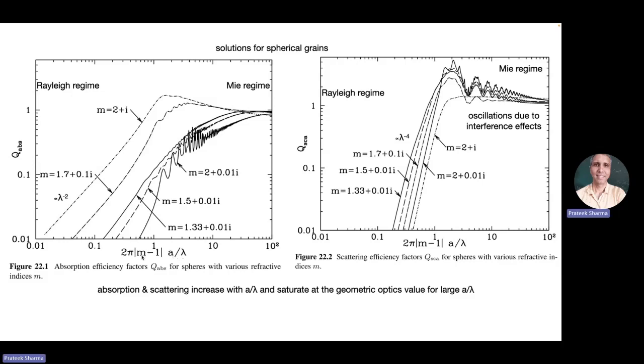This m was this refractive index value. And these are from numerical calculations. This regime is the Rayleigh regime on the left. The other regime on the right for large spherical particles is called the Mie scattering regime, when the particle size is comparable to or bigger than lambda.